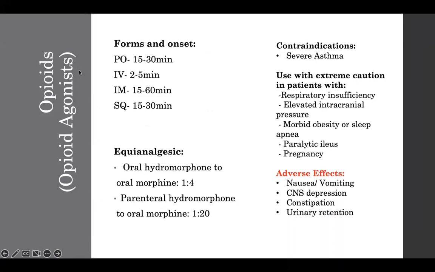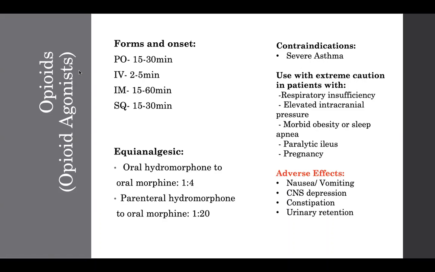So there's a couple of different forms for opioids. Pretty much every form you can do by mouth, and that one's going to take 15 to 30 minutes. IV is 2 to 5, IM 15 to 60, and sub-Q is 15 to 30. You're most commonly going to see PO and IV. And I'm pretty sure that you guys need to know that for your exam.